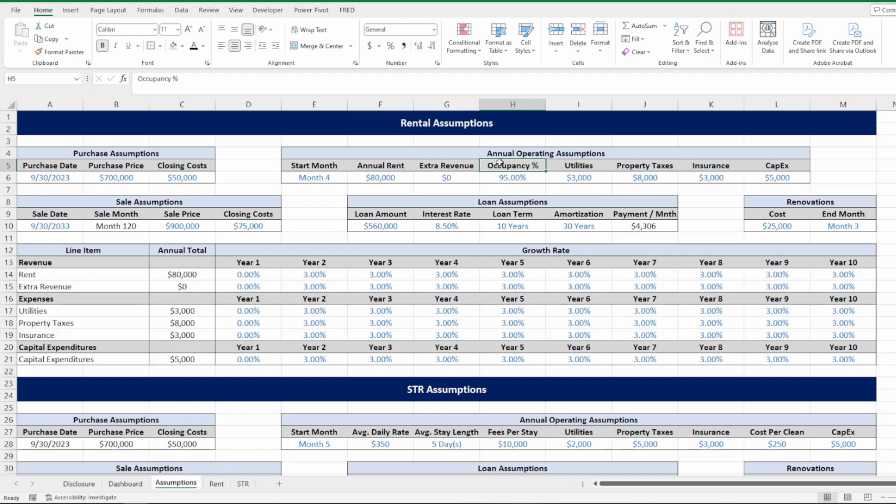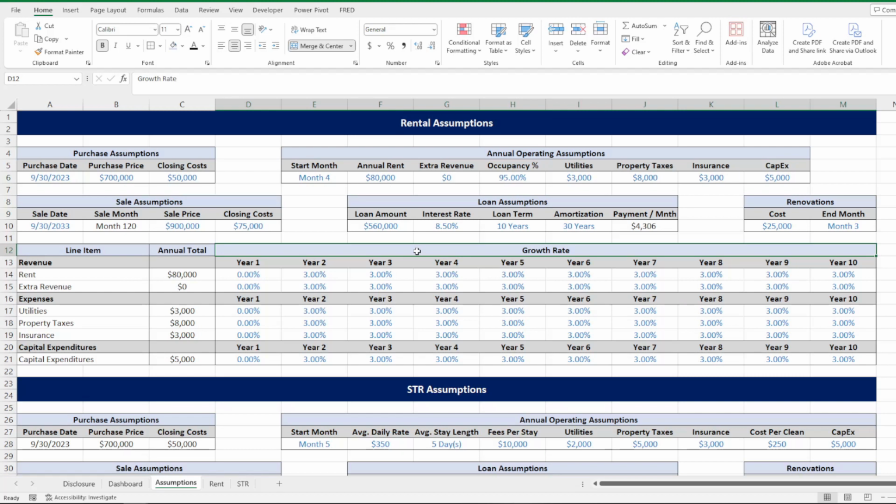Occupancy, this is where obviously if a tenant leaves, you're going to have some downtime. So if you want to put in any downtime, you would just change this to anything lower than 100% to account for that. And then you can enter in your utilities, property taxes, insurance, and any capital expenditures. So that's all of that.